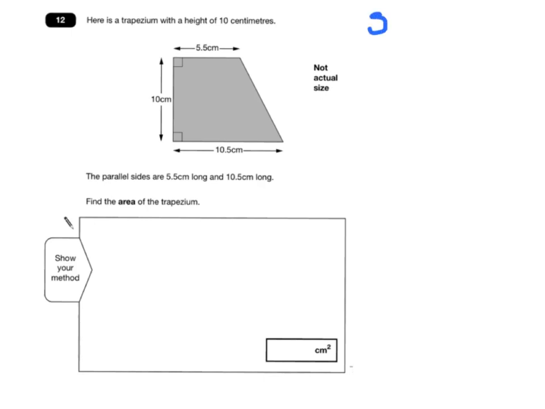So the trick here: this trapezium has a height of 10 centimetres, and it says, what's the area? The trick here is to split it up. If you have a look, I'm going to draw a really bad line now, there you are. If you have a look, there's a rectangle and a triangle here.